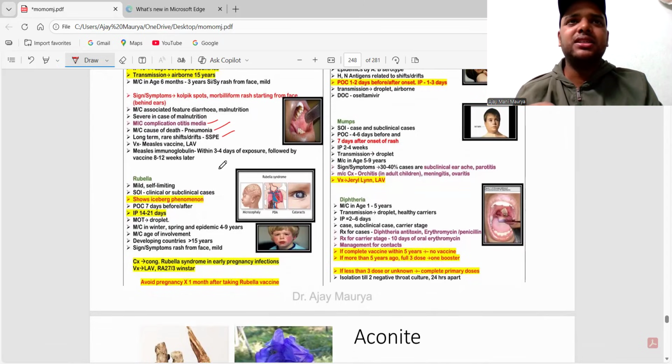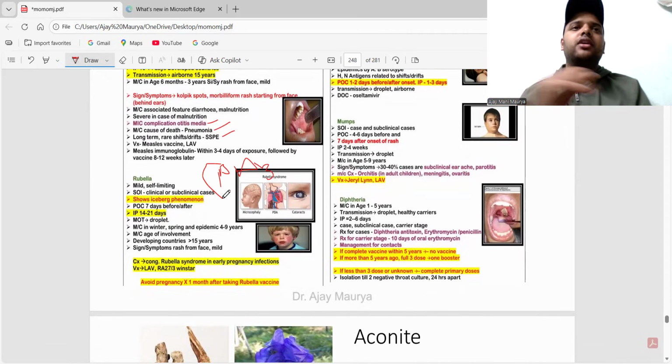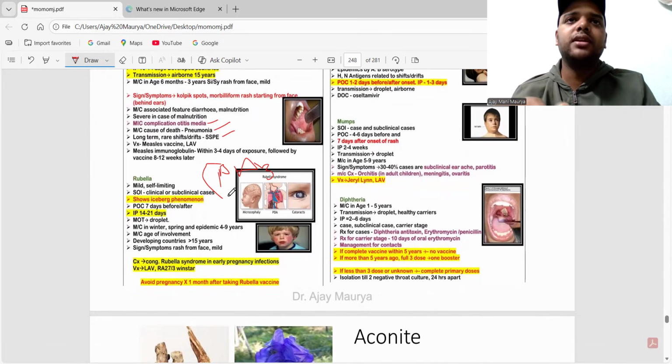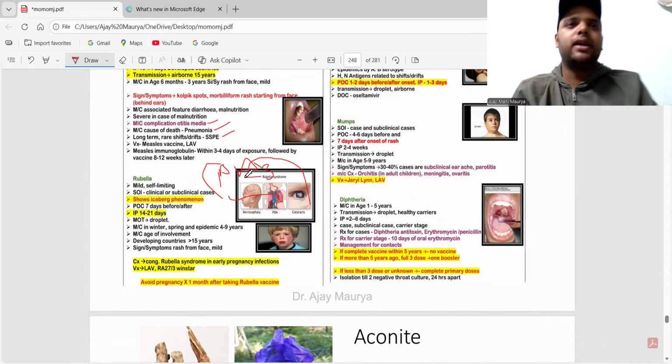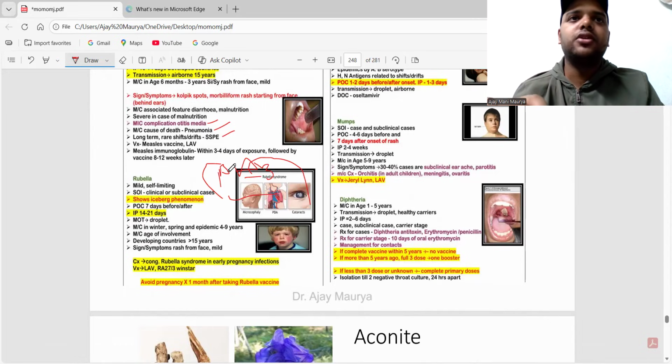Pyaar mein andha behra. PR means what? The complication is congenital rubella syndrome. It includes PDA for PR. Andha means cataract. Behra means SNHL, hearing loss. This is the complication of rubella syndrome, the congenital rubella syndrome.